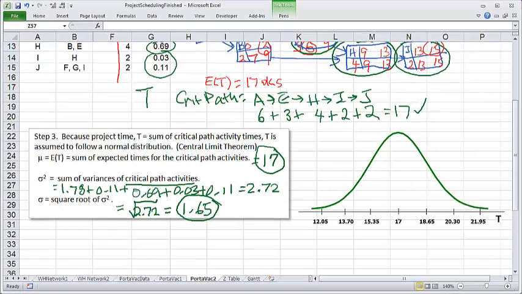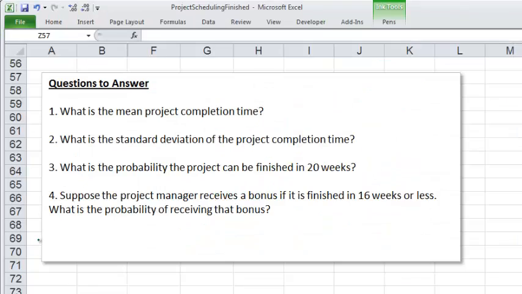So here's a picture of that distribution. T, big T for total time. 17 is the mean, so it's in the middle, and each interval here is the standard deviation, 1.65. So we have already answered the first 2 questions here. What is the mean project completion time? It is 17 weeks. Standard deviation of the project completion time was 1.65 weeks.